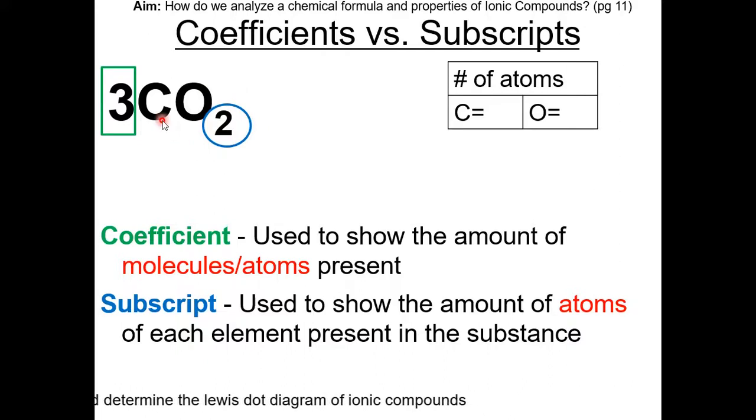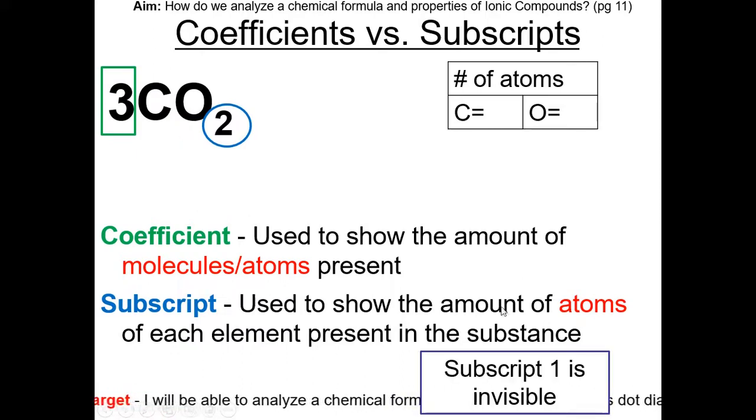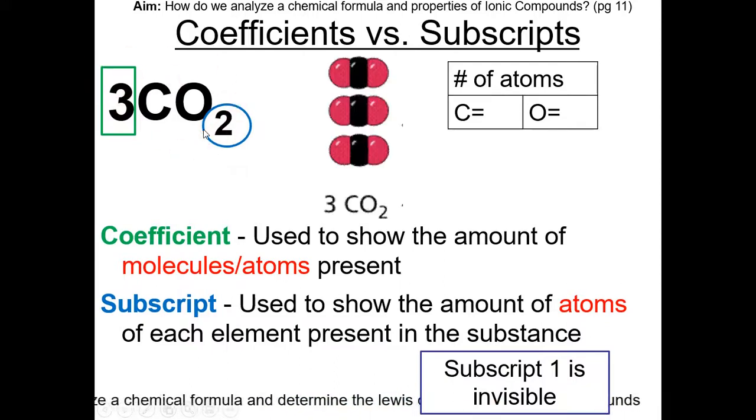Notice that carbon does not have a subscript. If you see an element that doesn't have a subscript, then the subscript is 1, because subscript 1 is invisible. So let's draw a particle diagram of 3CO2. It will look like this. We basically have 3 CO2 molecules.